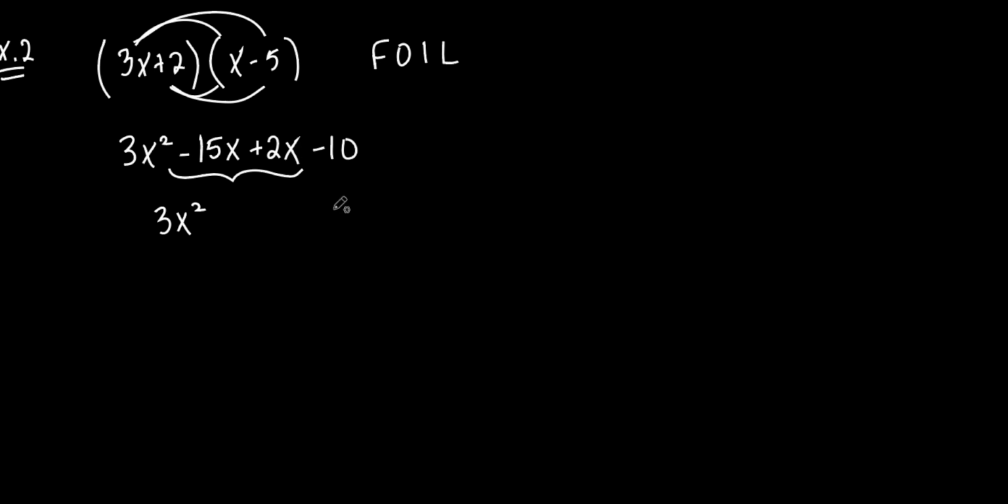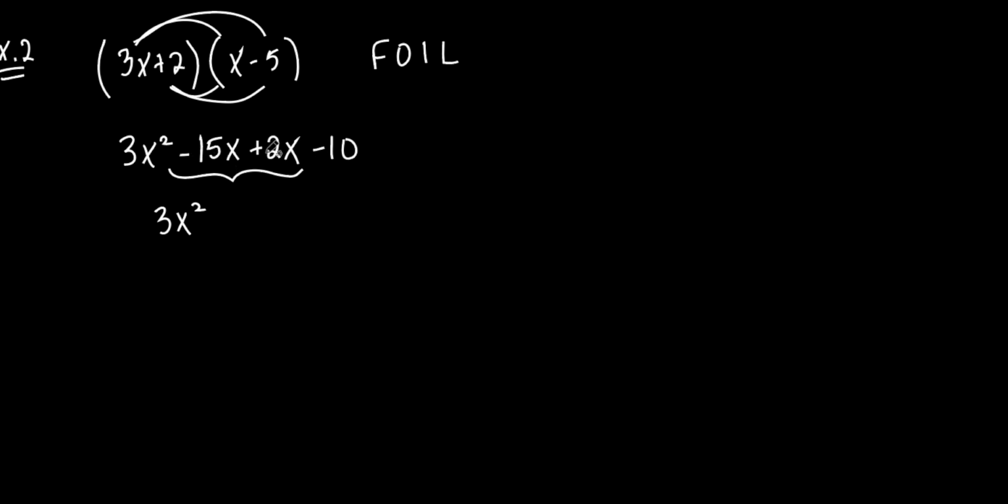Now, these two are like terms. They have different coefficients, right? That doesn't make them different, okay? I should say this. It doesn't make them not like terms. It's the variable. You look at the variable. That has just an x. This has just an x. This tells you how many x's you have, and this tells you how many x's you have.